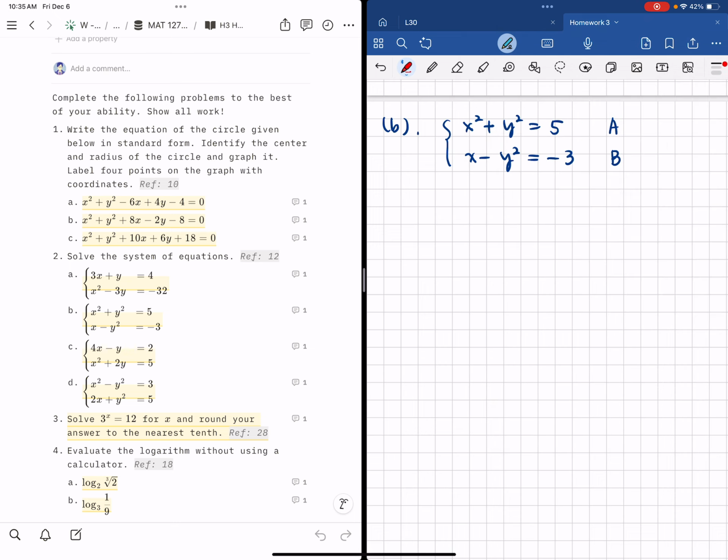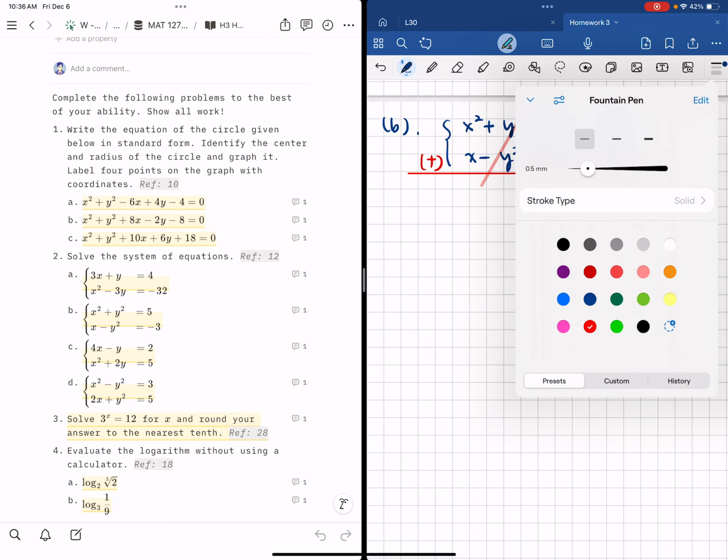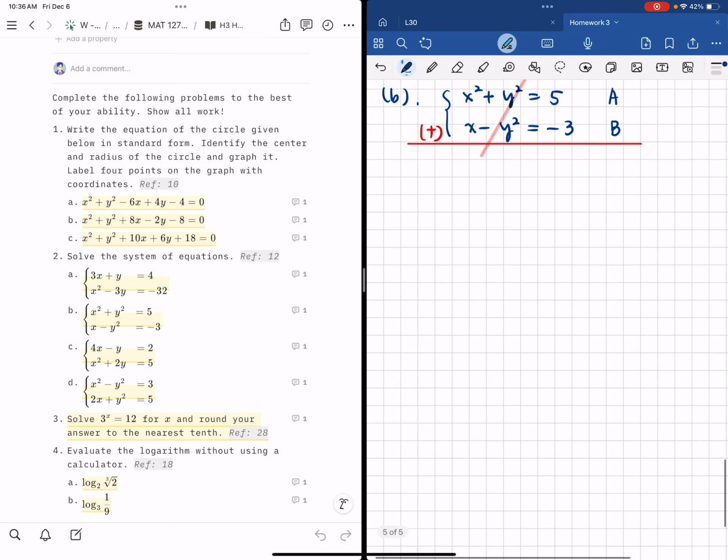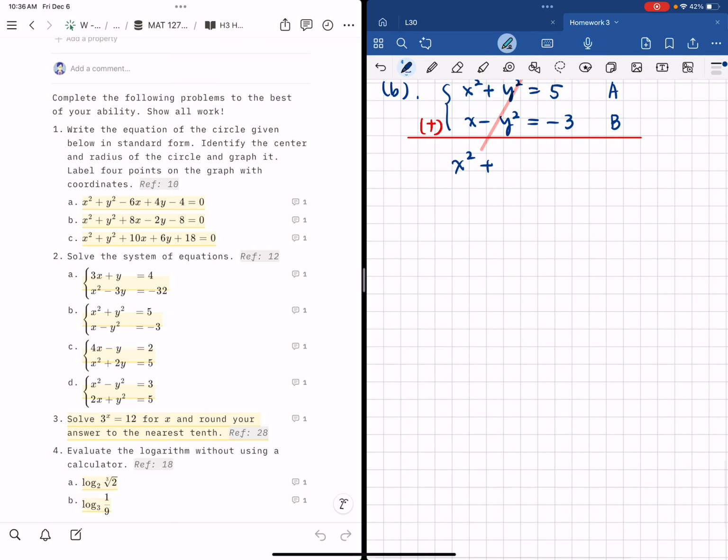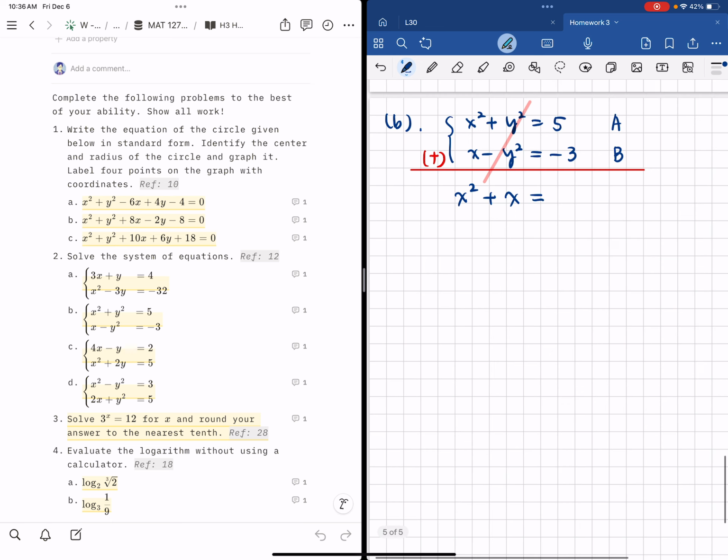Sometimes substitution, sometimes elimination. Like for this one, elimination will be a better choice. So I'm going to add these two equations right away. And then once you add these two equations, you should see that these two cancel out. So all we have is x squared plus x, right, equals 2.